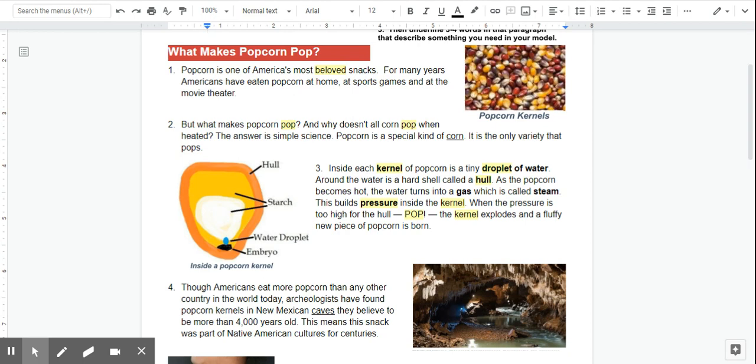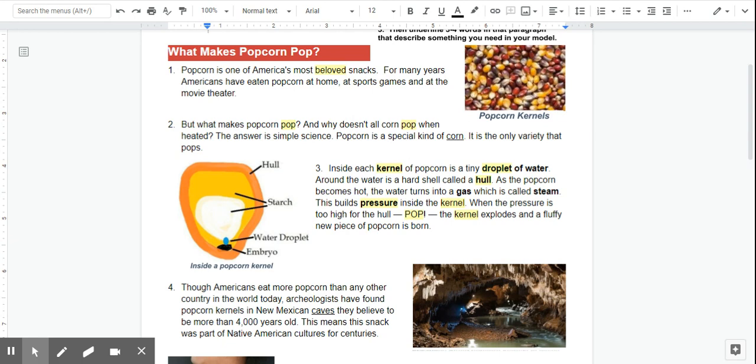Here I go. What makes popcorn pop? Popcorn is one of America's most beloved snacks. For many years, Americans have eaten popcorn at home, at sports games, and at the movie theater. But what makes popcorn pop? And why doesn't all corn pop when heated? The answer is simple science. Popcorn is a special kind of corn. It is the only variety that pops.